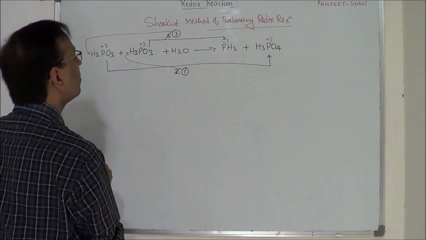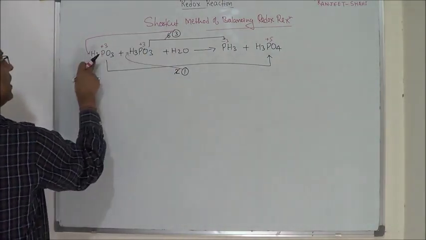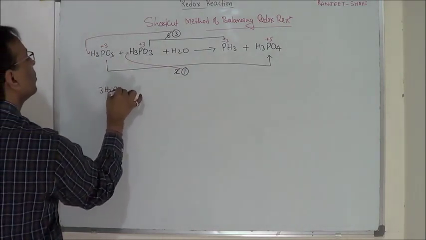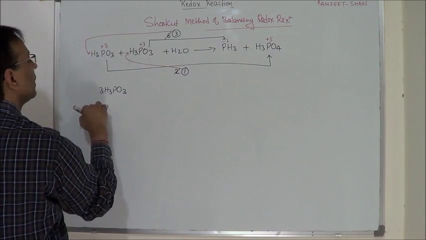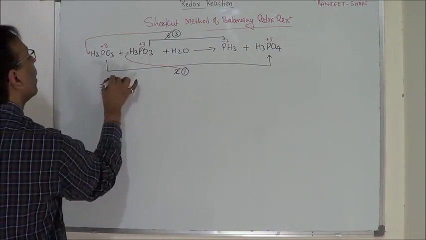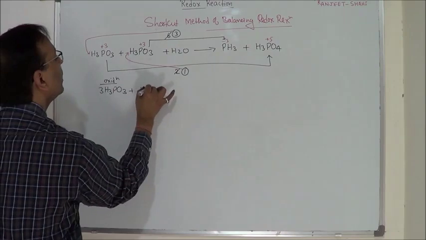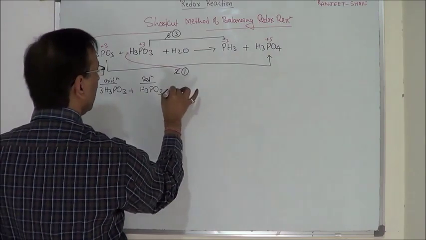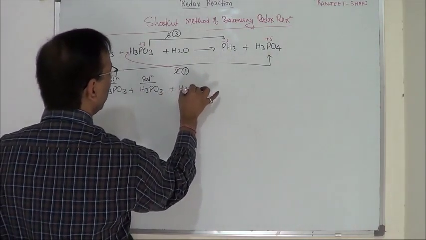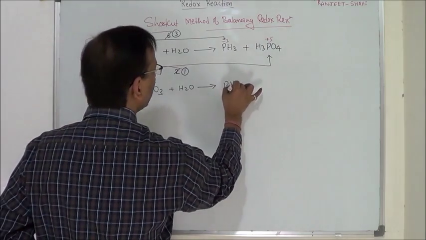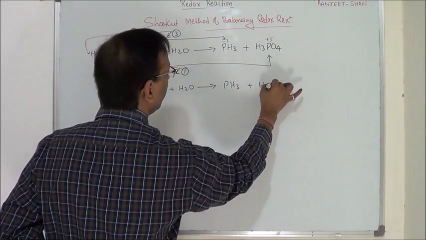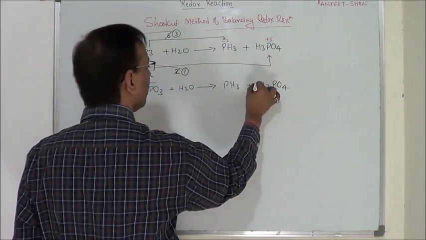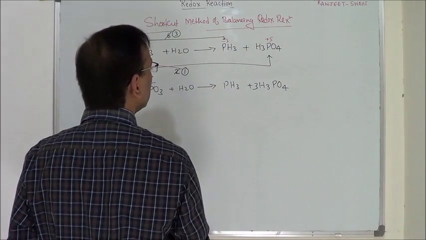So what would we have? 3H3PO3 undergoing oxidation, and 1H3PO3 undergoing reduction, plus water that will take later, giving PH3 plus H3PO4. So 3 oxidation will give 3H3PO4, 1 will give 1.